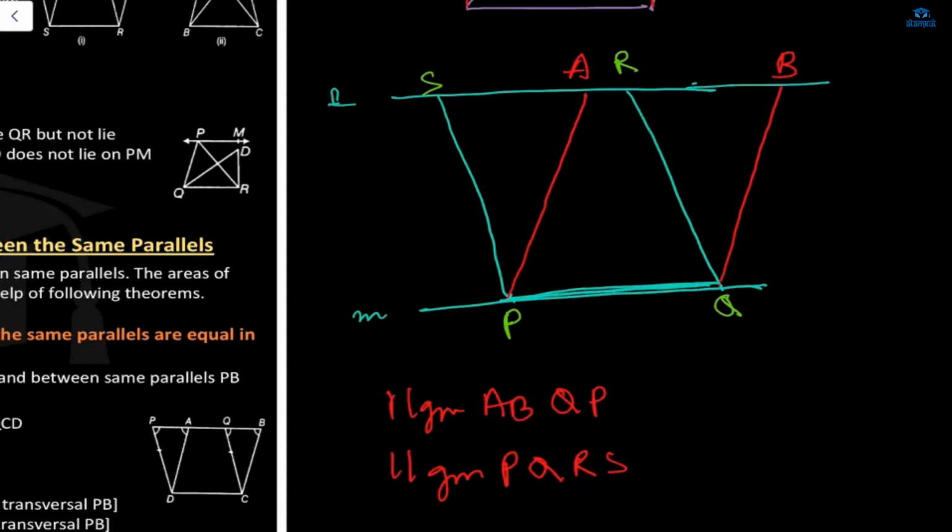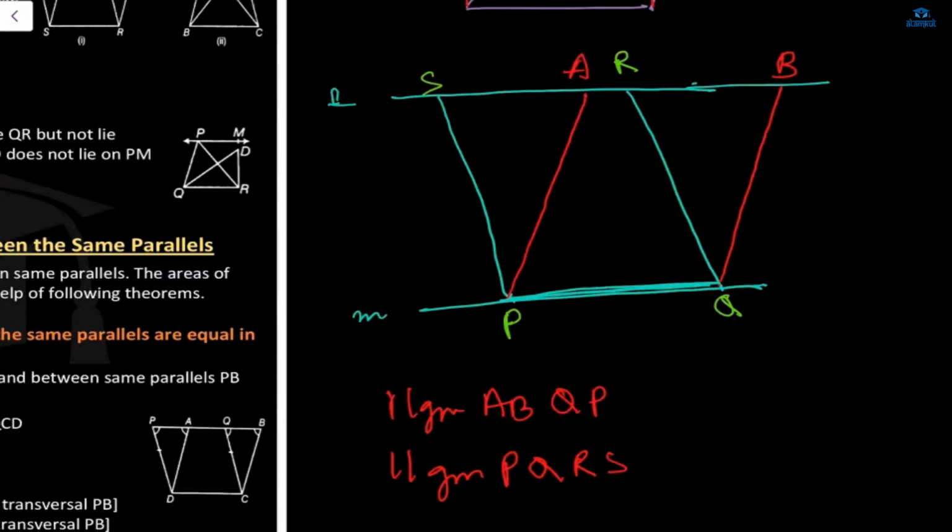Between the same parallels, what does this mean? The vertices that are opposite to this base PQ should lie on the line that is parallel to PQ. PQ lies on M, and the vertex opposite to P is S, which lies on the line parallel to M. The vertex opposite to Q is R, which lies on the parallel line L. Similarly, AB is also lying on that same parallel line.